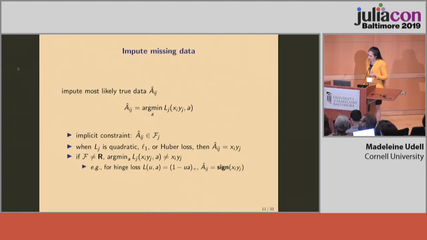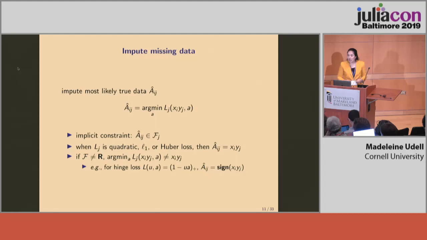How do you impute missing data in this model? That's maybe the most important thing and the biggest use case for low-rank models. And this is very natural once you have this loss function formulation. If you're going to fit your model by minimizing the loss function over the first slot, you can impute missing data by minimizing the loss function over the second slot. So fixing X and Y, I find the most likely value by minimizing over A.